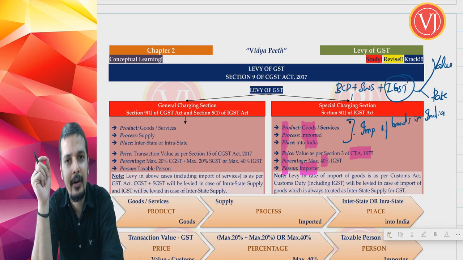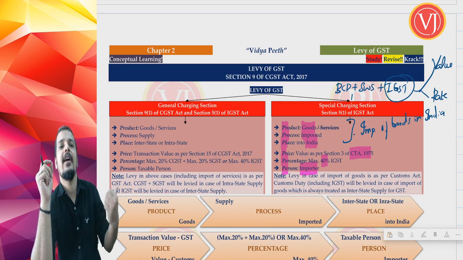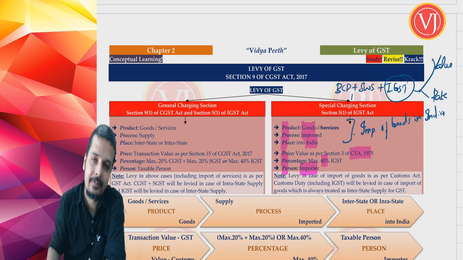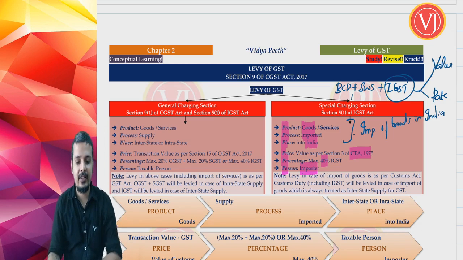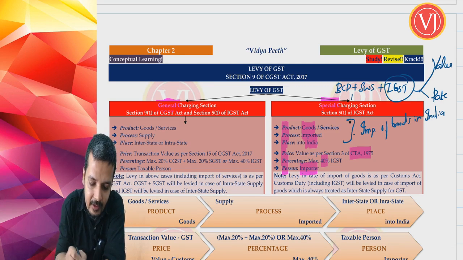That is a special point that I wanted to drive home, a special point in section 5 of the IGST Act, which is not there in section 9 of the CGST Act. To summarize, whether it is the normal charging section or the special charging section, we have categorized this into the general charging section and the special charging section. The general charging section is section 9 of the CGST Act read along with section 5 of the IGST Act.